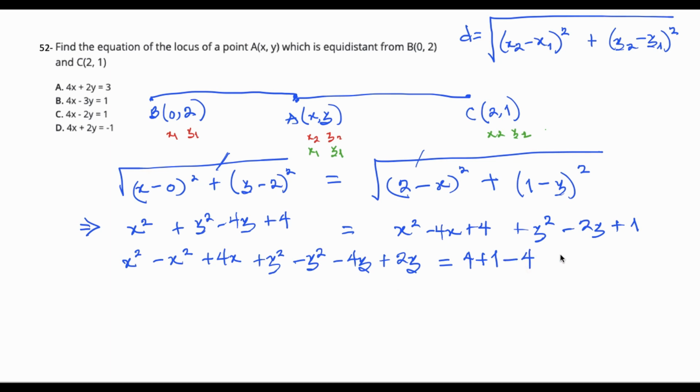So now that we have collected like terms, we can go ahead and solve. So x squared minus x squared cancels out each other here. We have our 4x. y squared minus y squared cancels out each other here. And minus 4y plus 2y results in minus 2y. And 4 plus 1 is 5, and 5 minus 4 equals 1. So the equation for the locus of the point is 4x minus 2y equals 1. And the answer corresponding to that here is C.